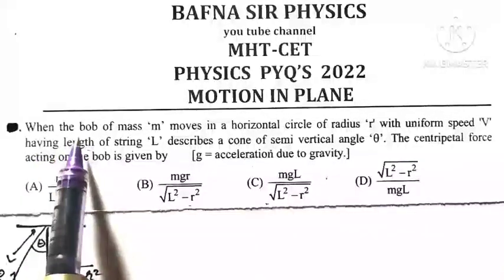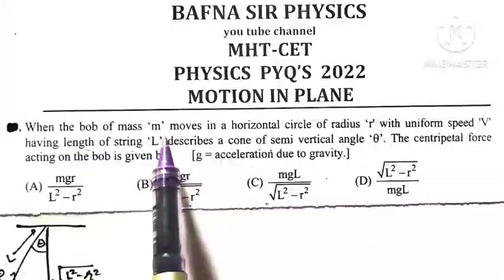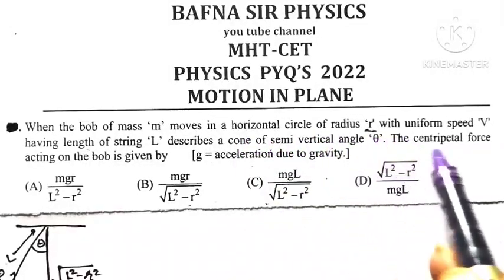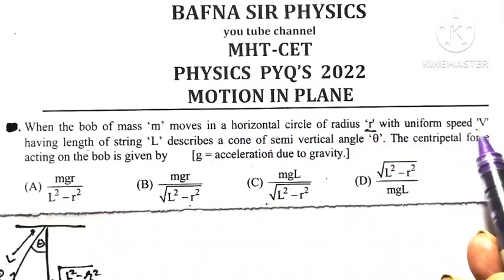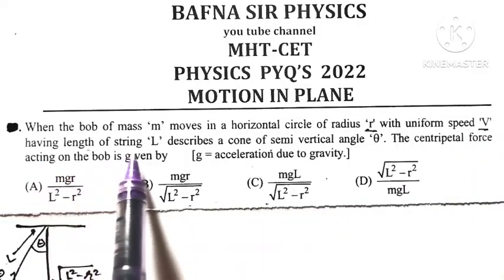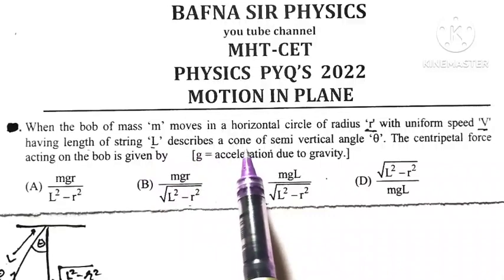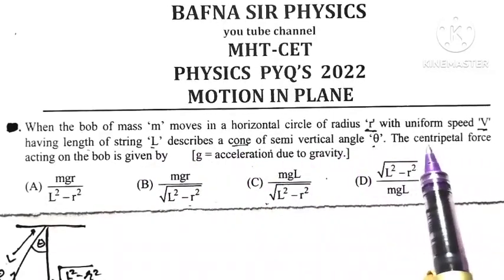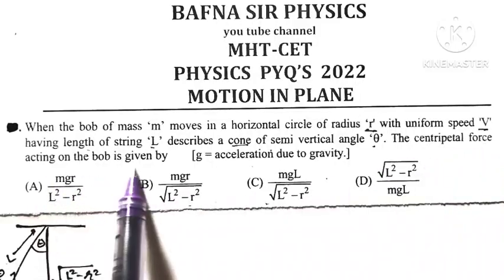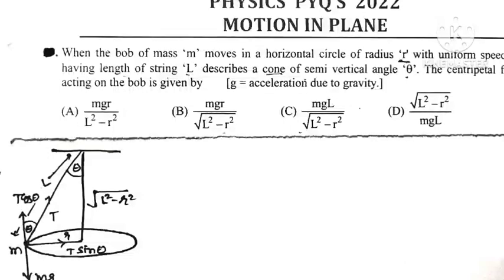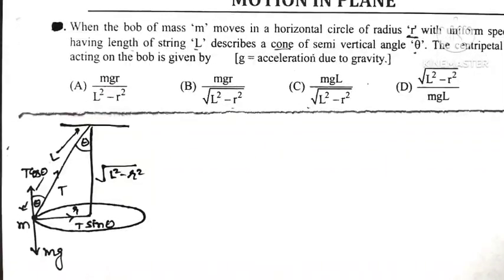When the bob of mass m moves in a horizontal circle of radius r with uniform speed v, having a length of string L, describing a cone of semi-vertical angle theta, then the centripetal force acting on the bob is. So let us just have a look at the conical pendulum.